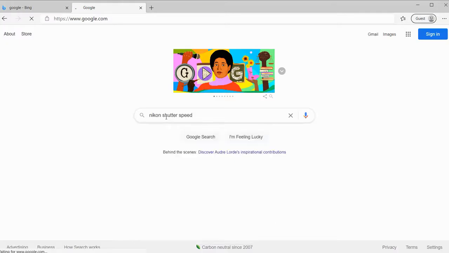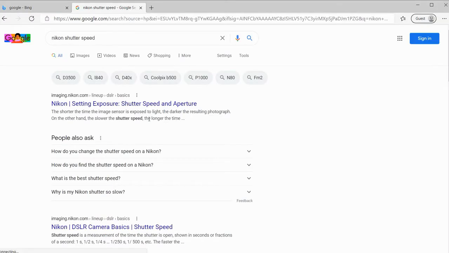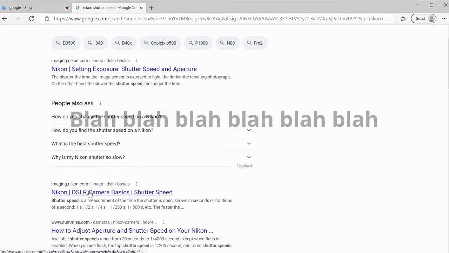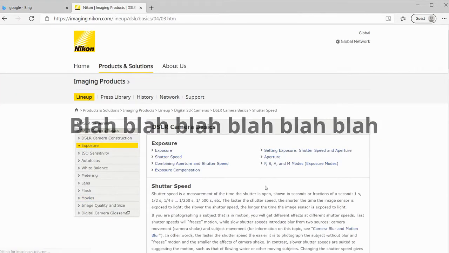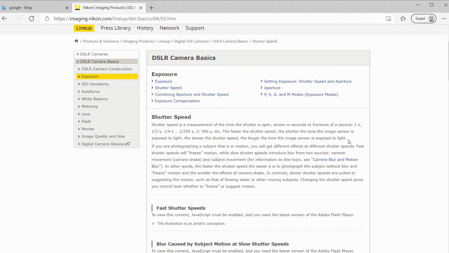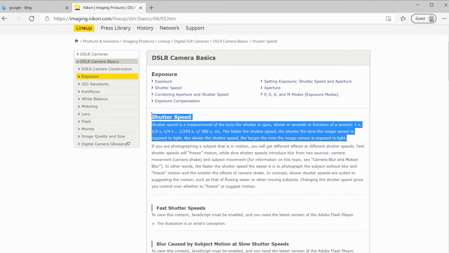Shutter speed is a measurement of the time the shutter is open, shown in seconds or fractions of a second. 1s, 1.5s, blah blah blah blah blah blah blah blah blah blah. The faster the shutter speed, the shorter the time the image sensor is exposed to light. The slower the shutter speed, the longer the time the image sensor is exposed to the light.